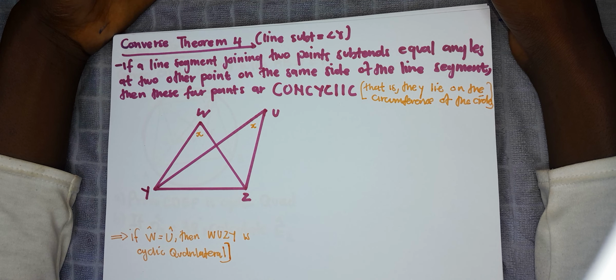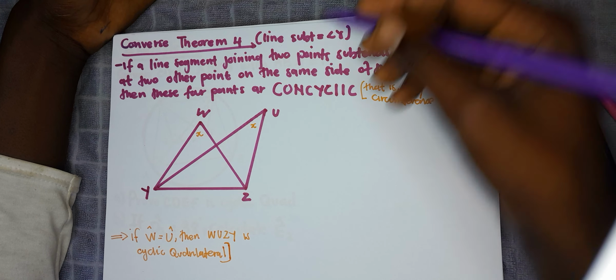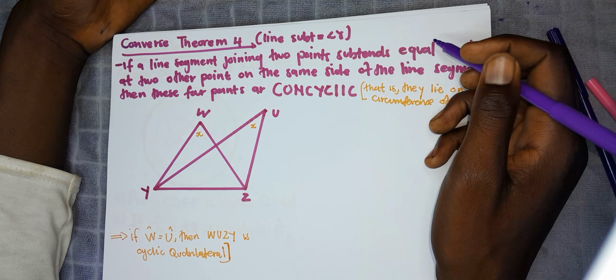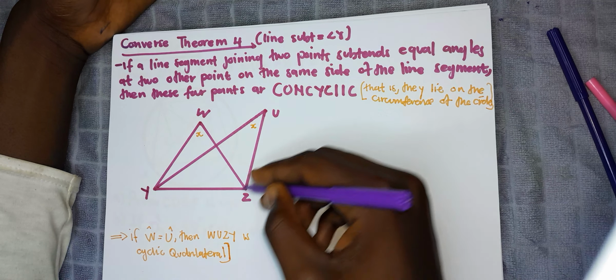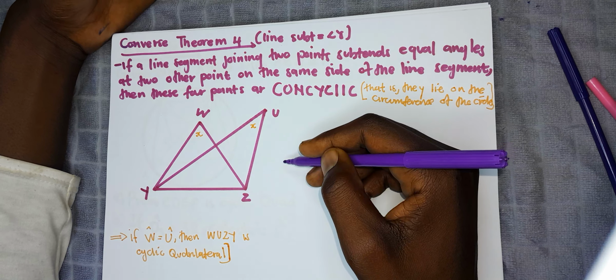It says that if a line segment joining 2 points subtends equal angles at the 2 other points on the same sides of the line segment, then these 4 points are concyclic. What do they mean by concyclic? They mean that all those 4 points lie on the circumference of the circle.